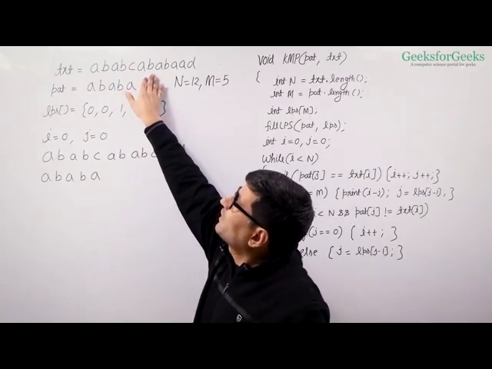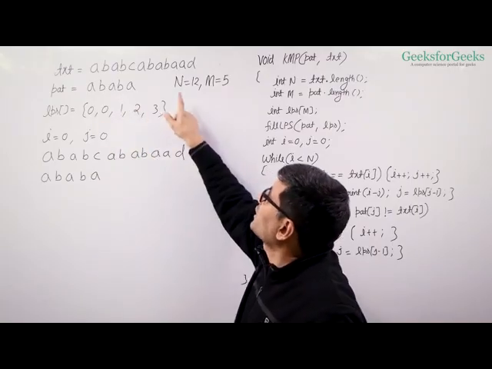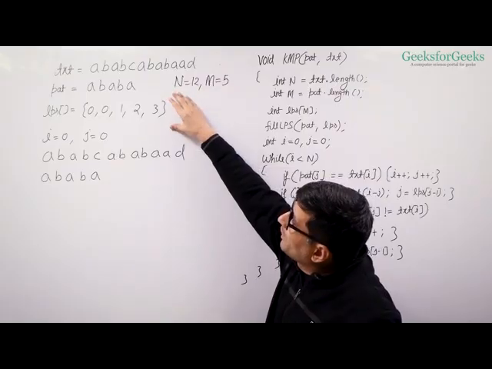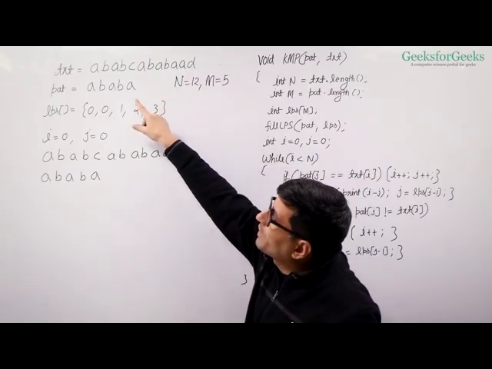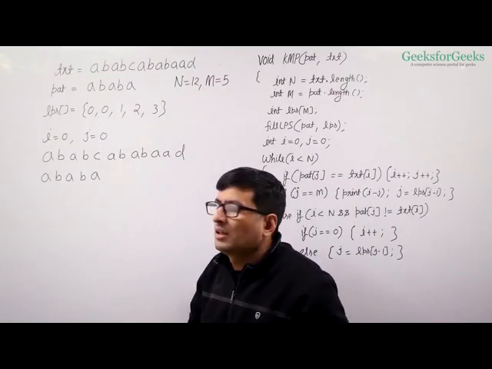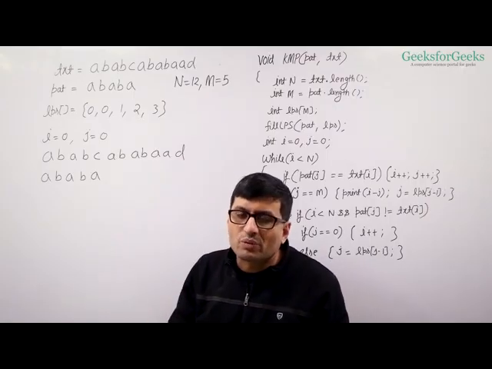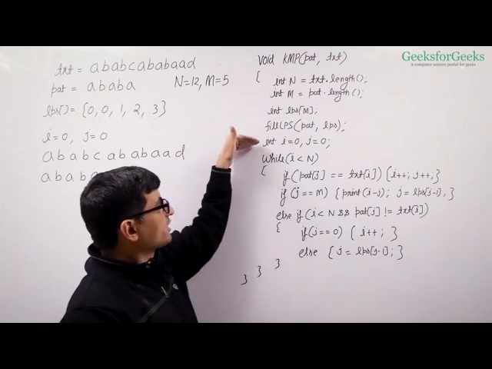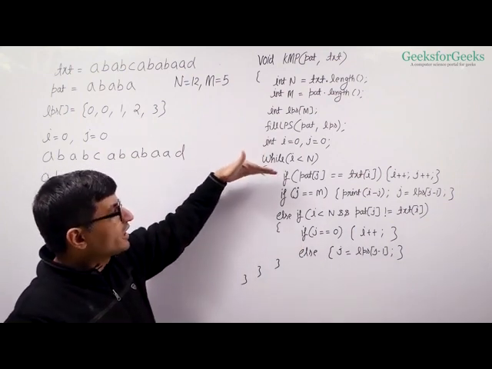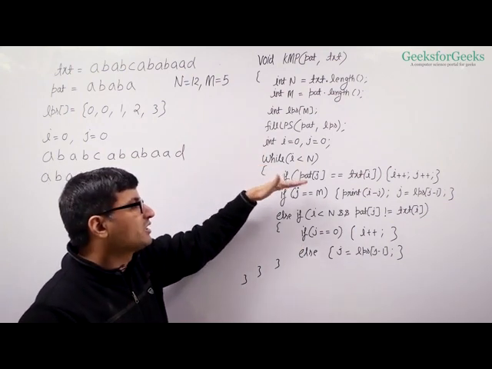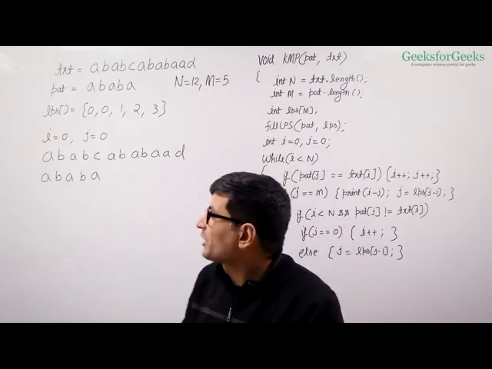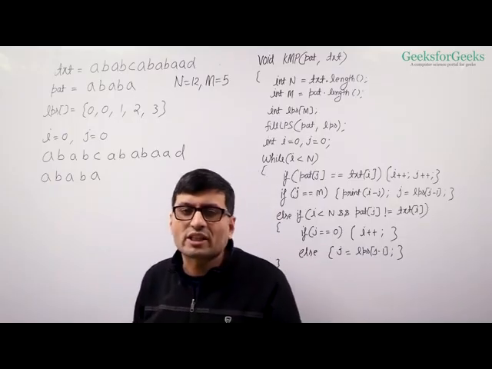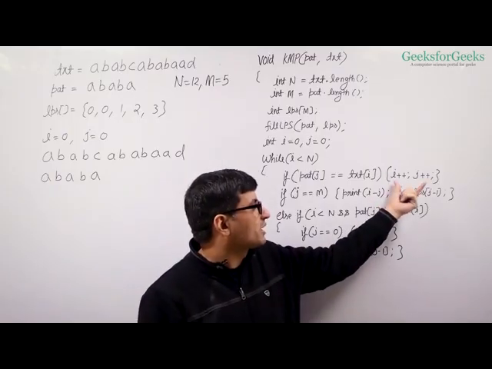So this is our text and this is our pattern. The length of this text is 12 and the length of the pattern is 5. And we have built the LPS array for this particular pattern. And now we are going to begin with i equal to 0 and j equal to 0. Right? So we are here in this algorithm. And inside this loop, we compare pattern[j] with text[i]. So we compare the first characters. They're matching. So as long as the characters are matching, we keep on doing i++ and j++.